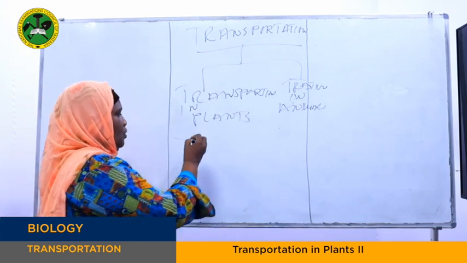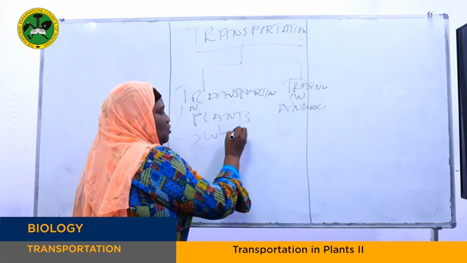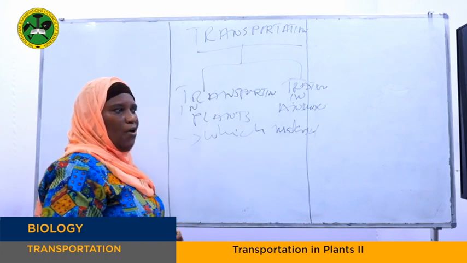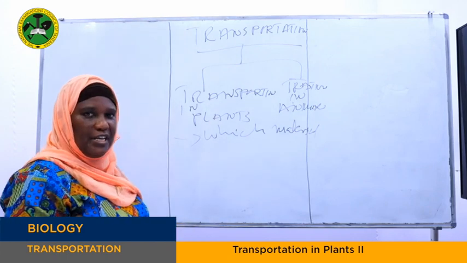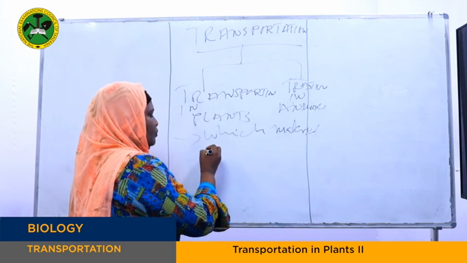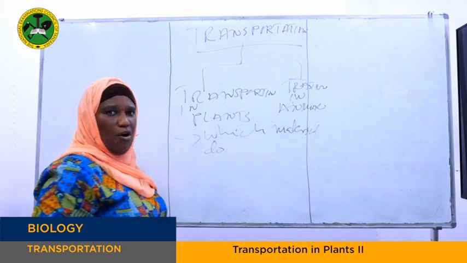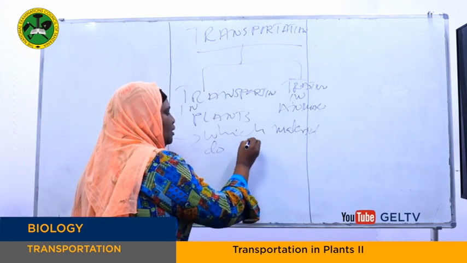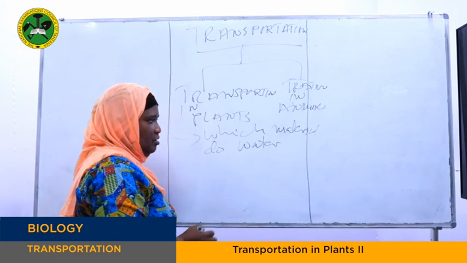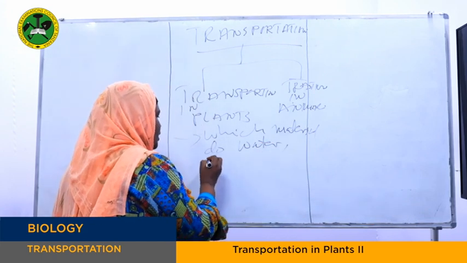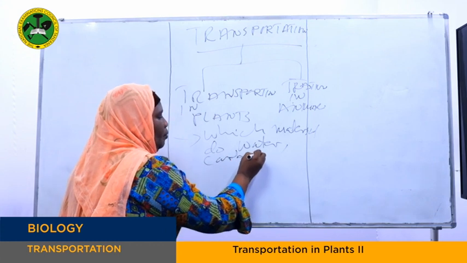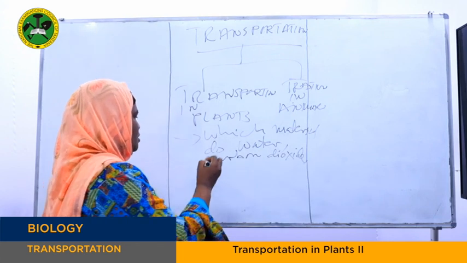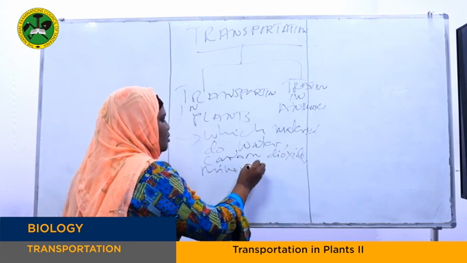For instance, which materials or resources do higher organisms require or need? Which materials do higher organisms need? For example, they need water for the case of plants. Also, plants need carbon dioxide. They also need mineral salts.